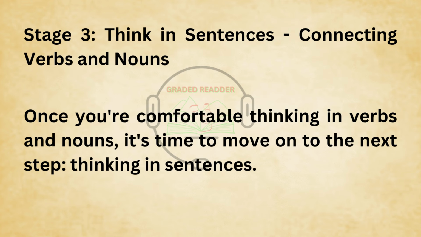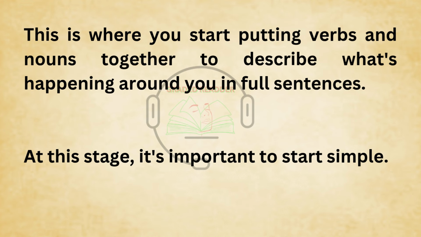Stage 3. Think in sentences, connecting verbs and nouns. Once you're comfortable thinking in verbs and nouns, it's time to move on to the next step, thinking in sentences. This is where you start putting verbs and nouns together to describe what's happening around you in full sentences.